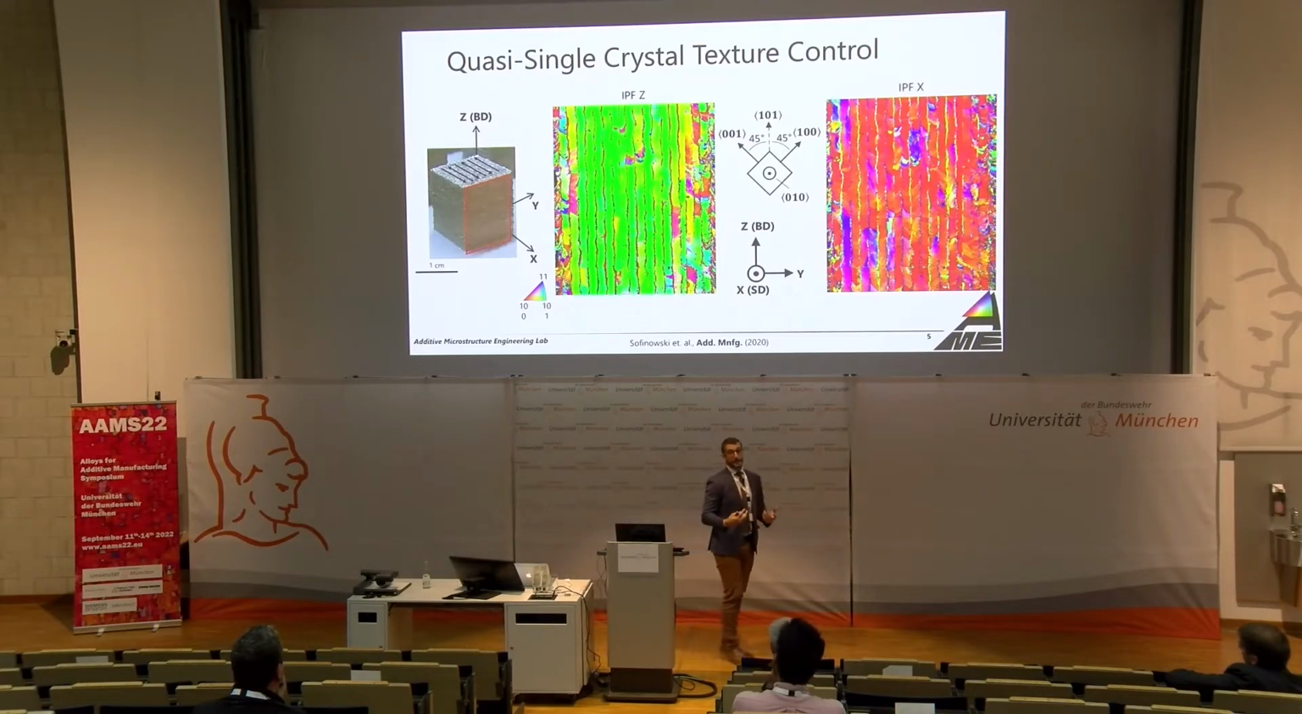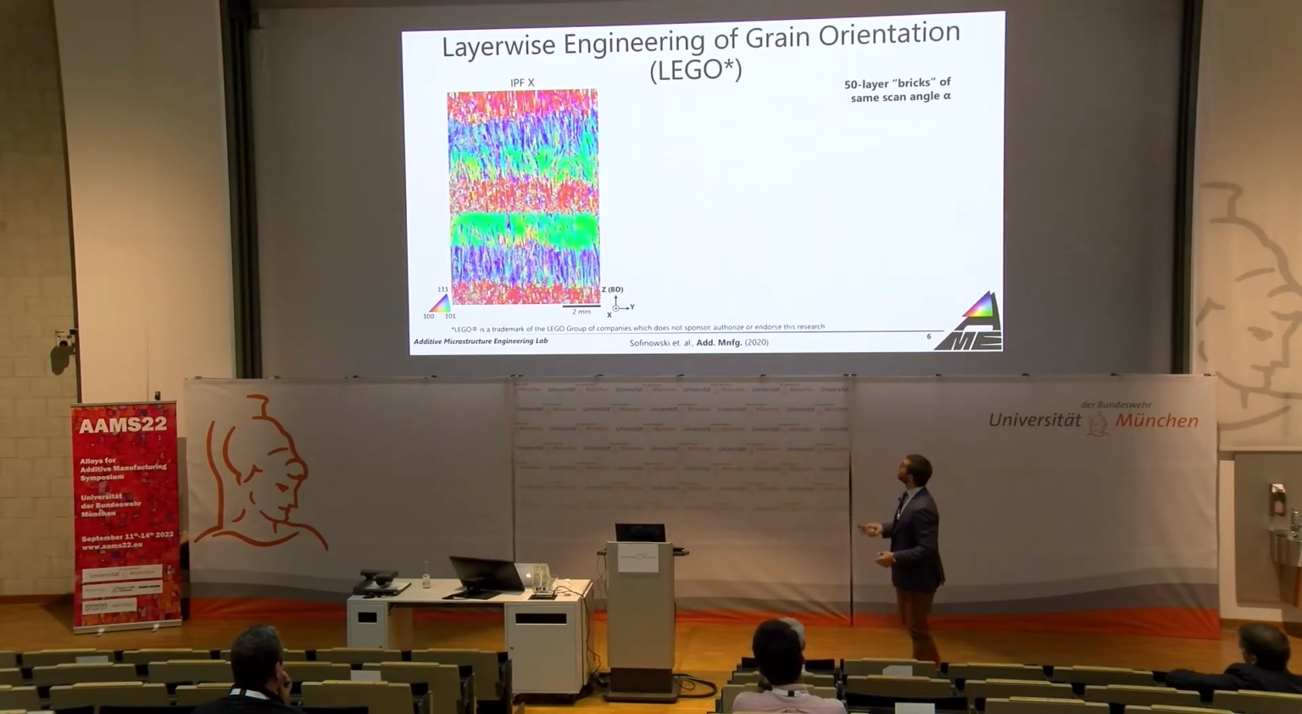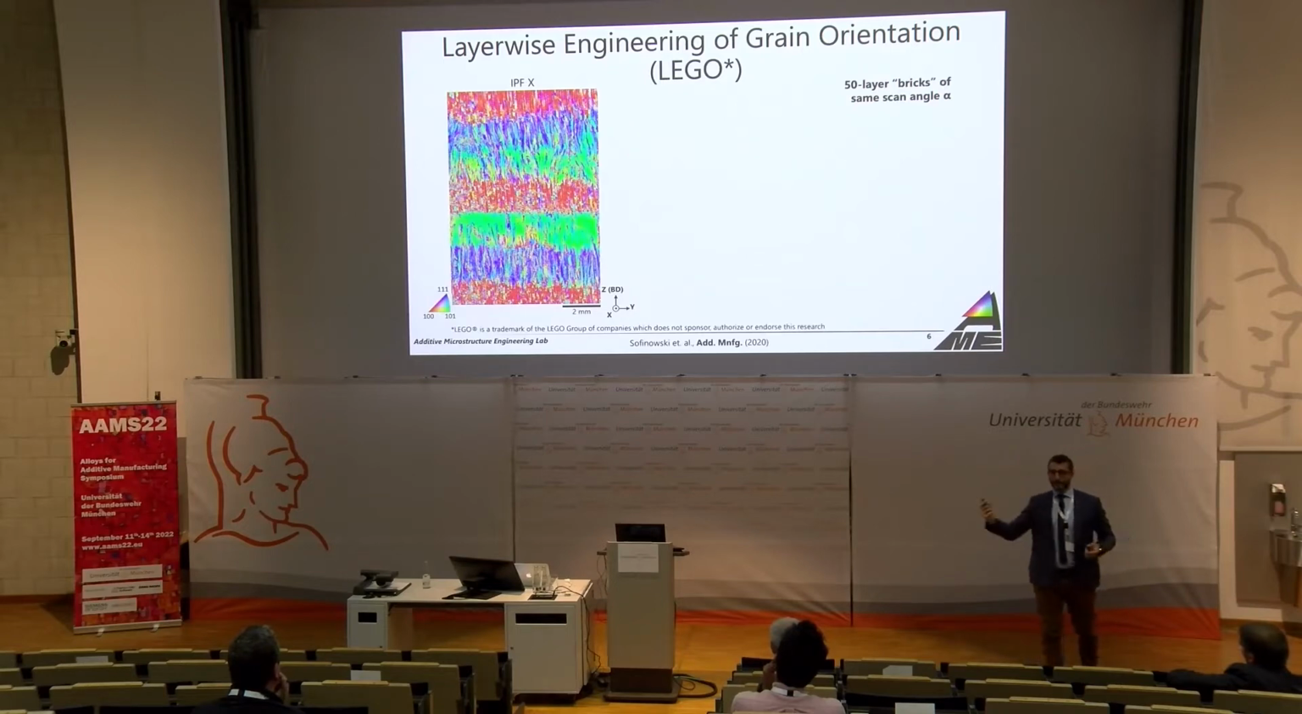Great, so if we can make a single crystal, then presumably we can also make a polycrystal, which is what Carr did. So this is a quasi-polycrystal, and he produced this sample by stacking on top of one another blocks of quasi-single crystal, but instead of keeping the laser scan direction constant throughout the entire build, he changed the laser scan direction discretely after 50 layers. So these are 50-layer thick bricks, and this is, of course, the technique that we refer to as layer-wise engineering of grain orientation, which is a bit of a mouthful, but it gives a very nice acronym.